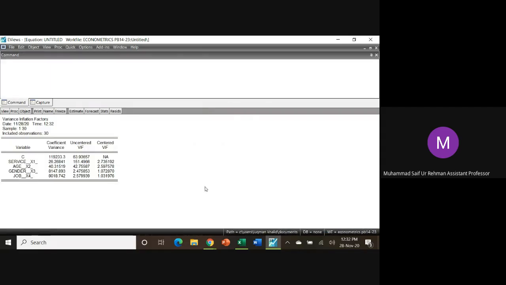So the result is there. Everybody can see this. Okay, so centered VIF, centered VIF, you have to take into account these values. See 2.7, 2.5, 1.0, 1.0. So the issue of multicollinearity is although there, but that is not that severe that we drop any variable.